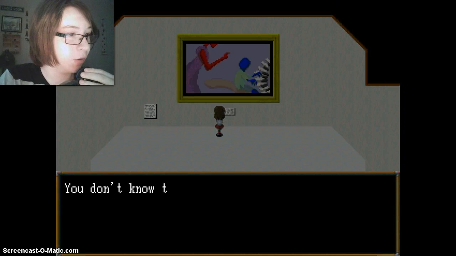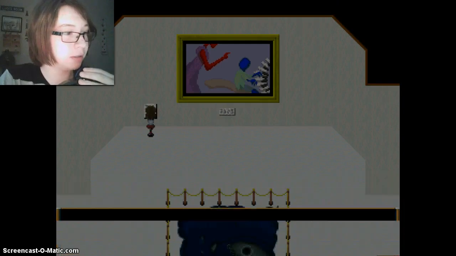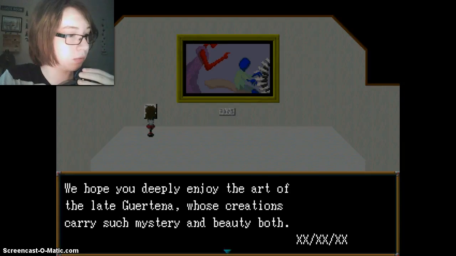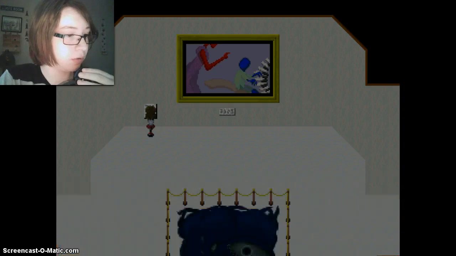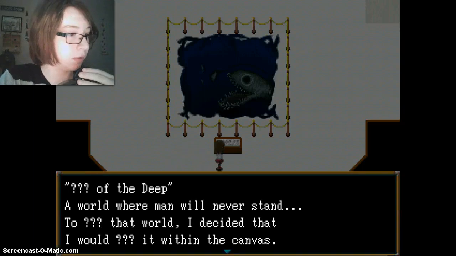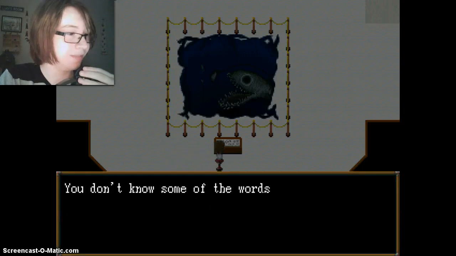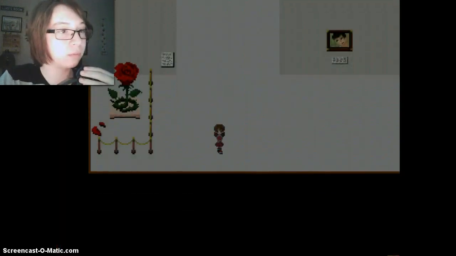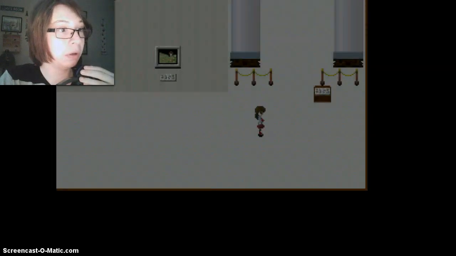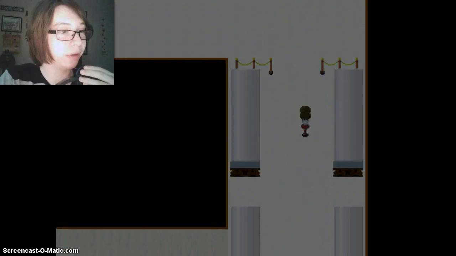Well-meaning piano. Well-meaning keys. Welcome to the world of something. Hope you enjoy it. Blah, blah, blah. So carry such mystery and beauty both. You don't know some of the words. Creep of the deep. That's a... Huh. I know, that was a delayed reaction.